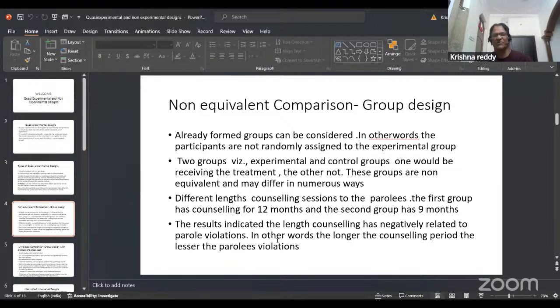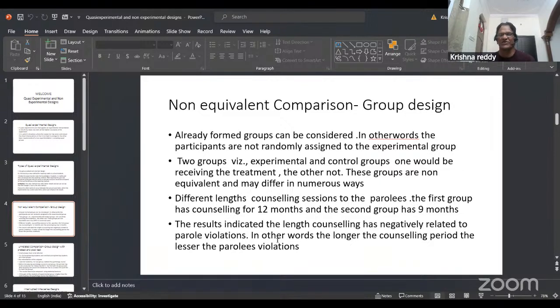So already groups would be formed by the institutions, because there's a science group, a science subject research base. Those students will come under the science group, and the mathematics group means those students who will be studying mathematics. So in other words, the participants are not randomly assigned. The issue that is not considered here is randomization of the participants, because these participants are not randomly assigned to the experimental group.